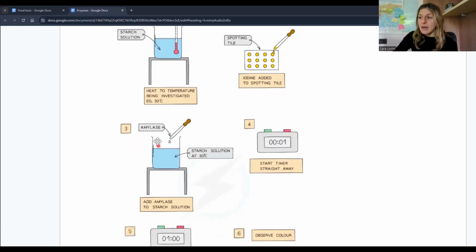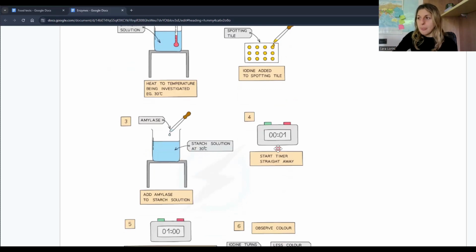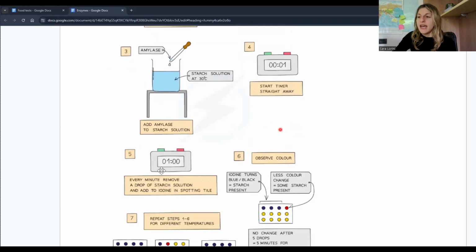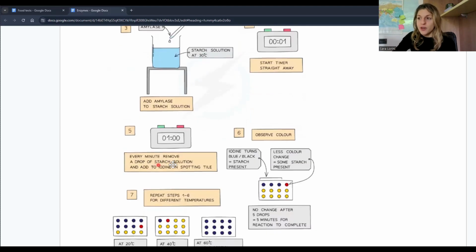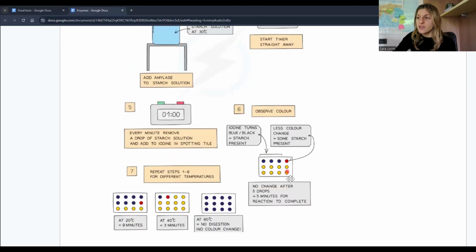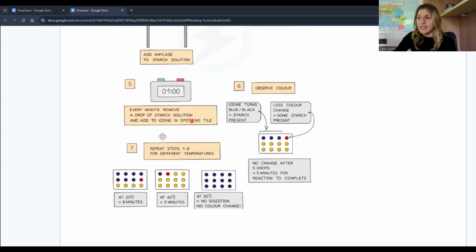Then we add amylase to the starch solution. Start the timer straight away. Every minute, remove a drop of starch solution and add it to the spotting tile. Observe the color. If the iodine turns blue-black, starch is present. If there is less color change, then less starch is present. Repeat for different temperatures. Now, I want you to take a moment to analyze these results and try to understand what this means. Pause the video if you need a moment.